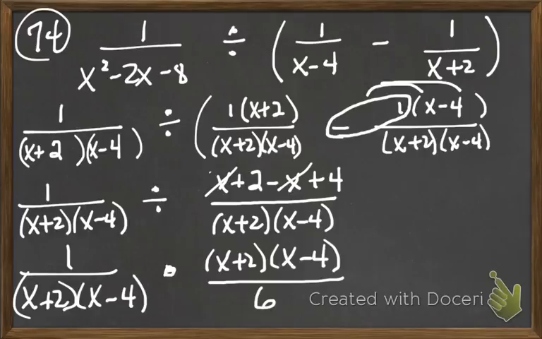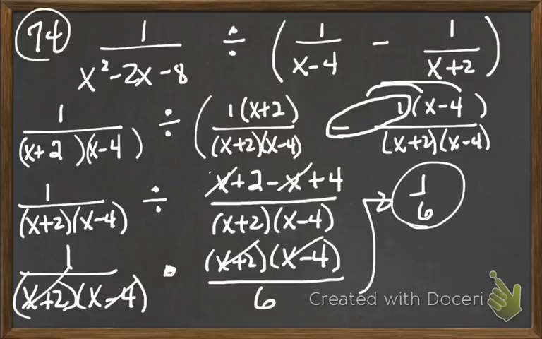Since we're multiplying, it's legal to cancel top bottom. So the x plus 2's and the x minus 4's cancel, and our final answer is 1/6. Are there any restrictions? Negative 2 and positive 4.